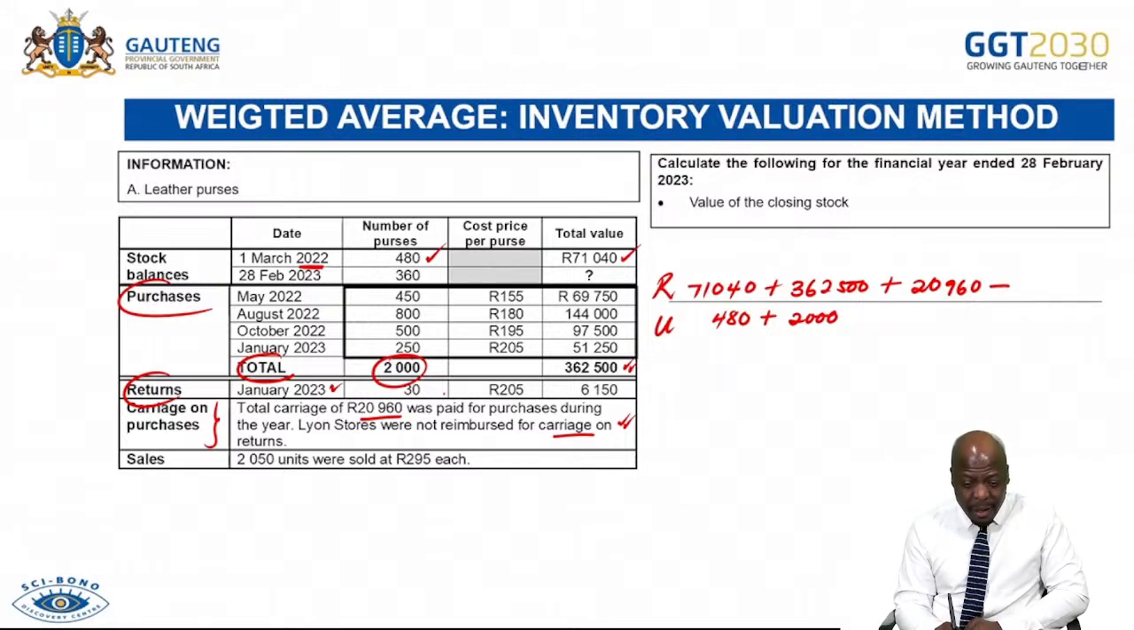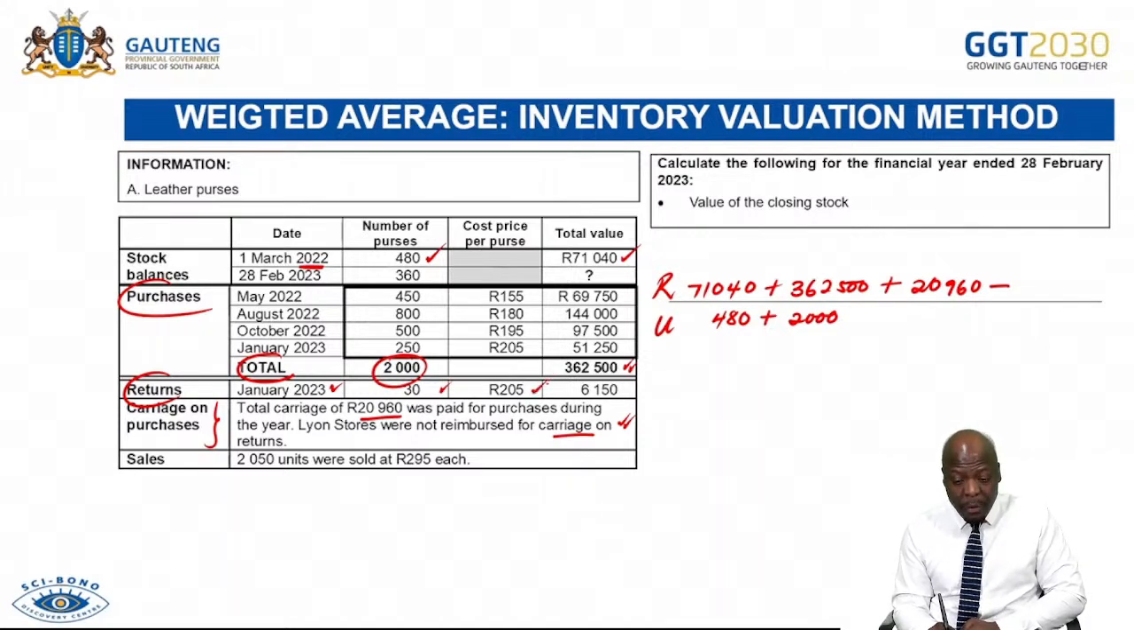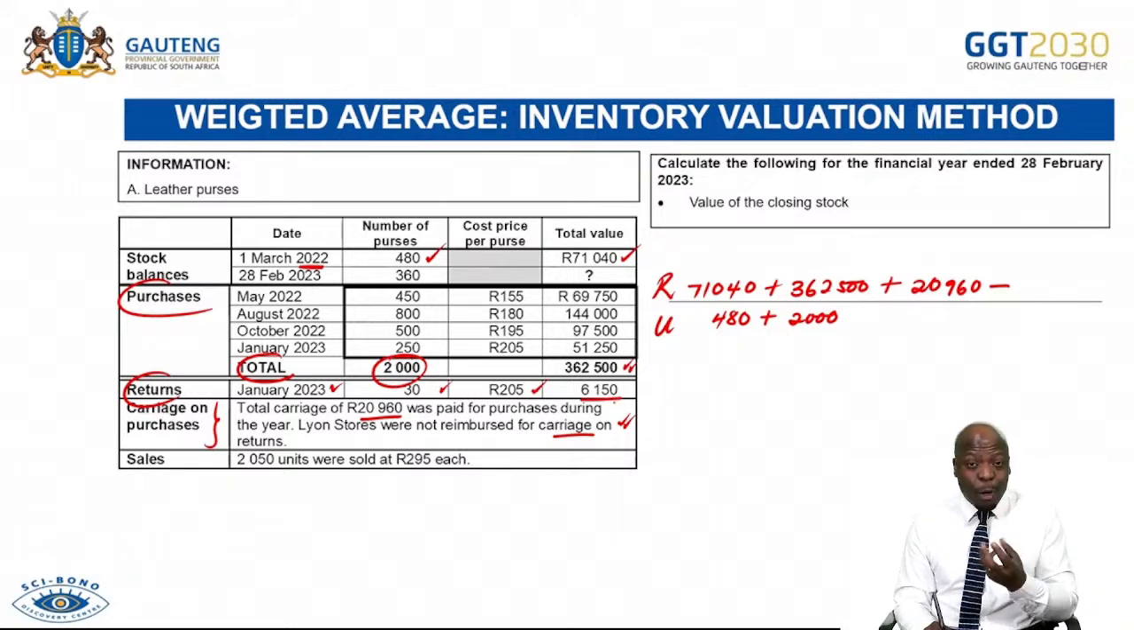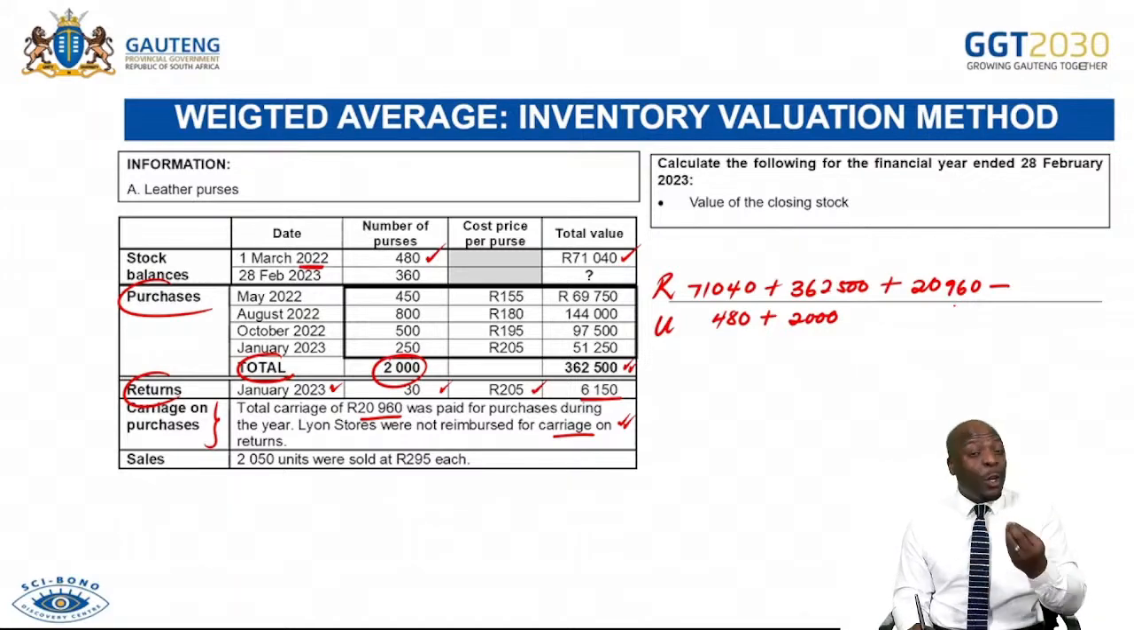In January, we returned 30 units. The cost price per unit was 205. So it gives me 6,150. That's the total of the returns. And we're told that we were not reimbursed for the carriage. So the amount of money that we paid, that is in the 20,960, we're not going to get it back. So we're not going to subtract it because we were not reimbursed. We're not given back that money. No refund on the carriage.